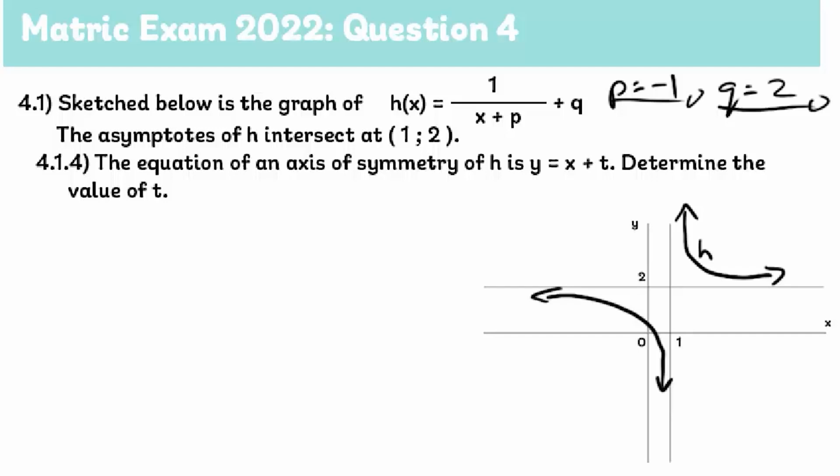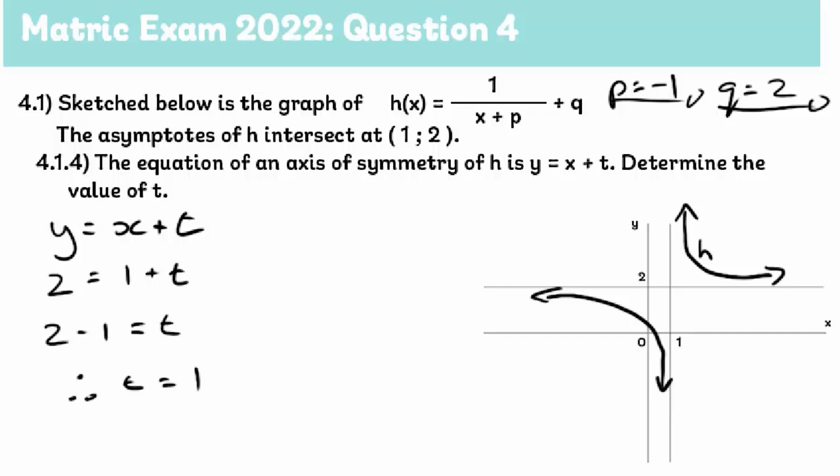Question 4.1.4. The equation of the axis of symmetry of h is y equals x plus t. Determine the value of t. This is pretty straightforward. They've given us that the asymptotes of h intersect at 1 and 2, and therefore we can just substitute. So we have y equals x plus t. y is equal to 2, x is equal to 1, plus t. Take the 1 across, that'll be 2 minus 1 equal to t. Therefore, t will equal 1.